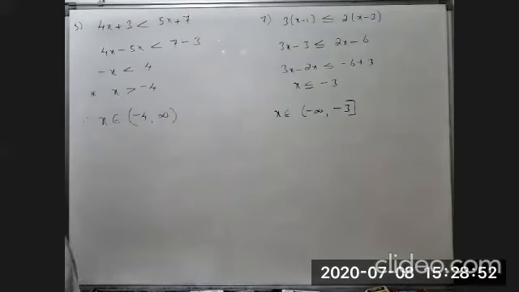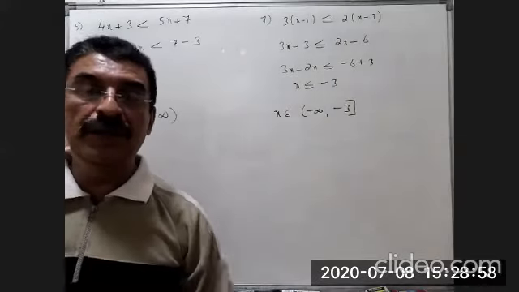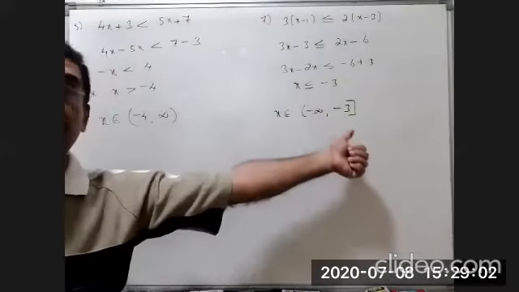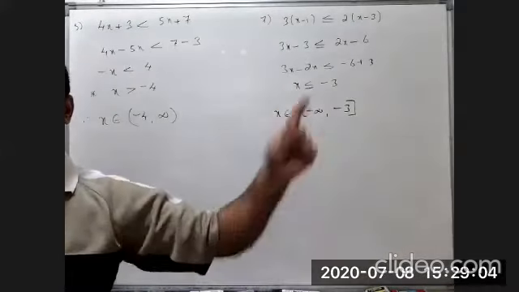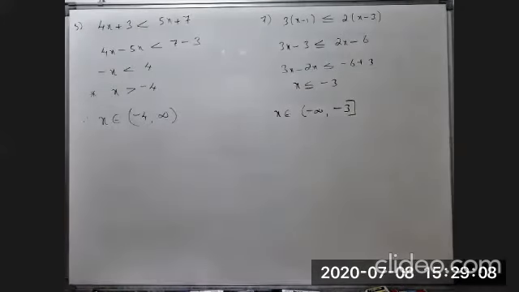Whenever we have slack inequality, slack inequality means less than or equal to or greater than or equal to, we close the bracket. Whereas strict inequality, less than or greater than, we will keep it open. Next one, the ninth one.